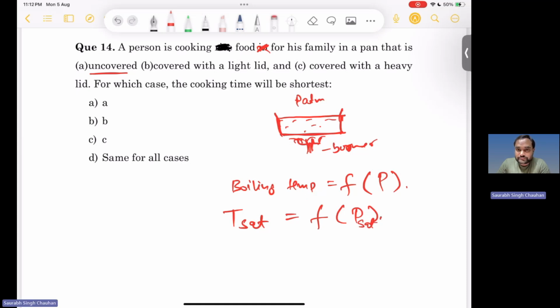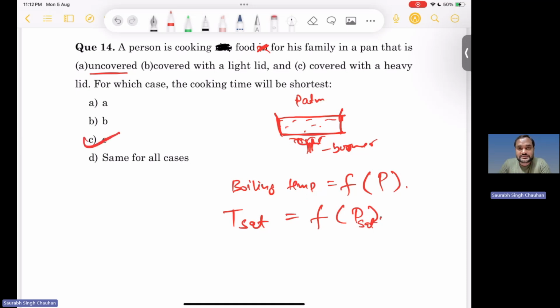So when it is not covered, it will take more time. When it is covered, it will take less time. And a light lid means there can be some pressure leakage, and a heavy lid means there will be very little pressure leakage, so there will be more pressure buildup. So when the pan is covered with a heavy lid, in that case cooking time will be less. So part C should be the correct option.